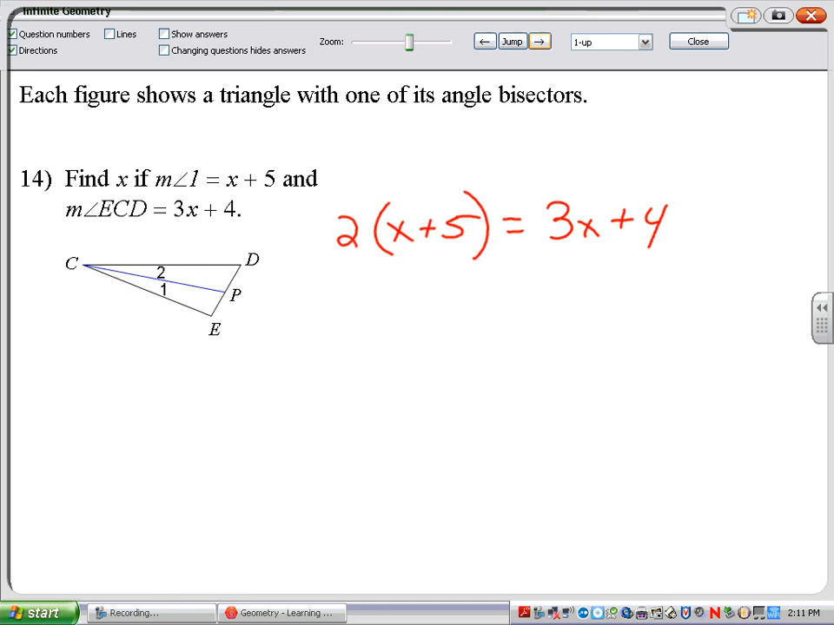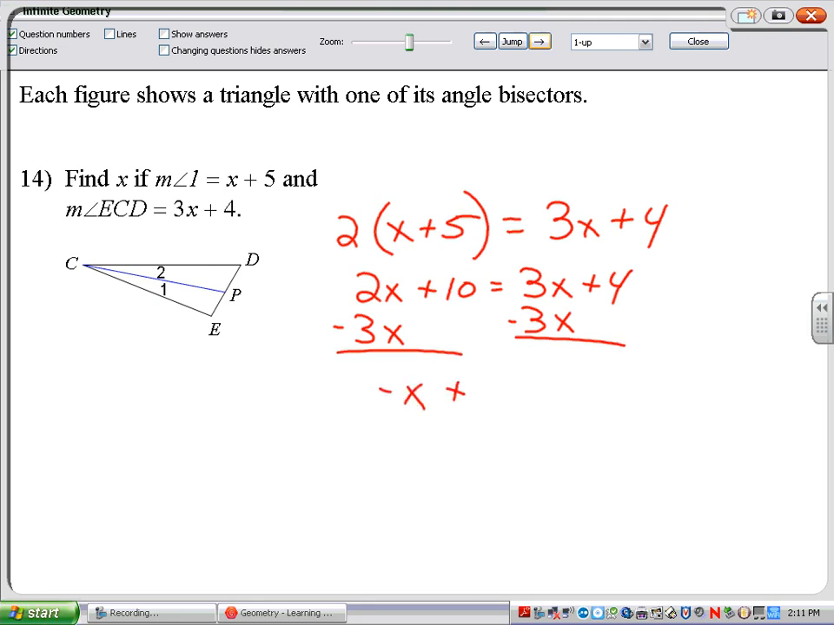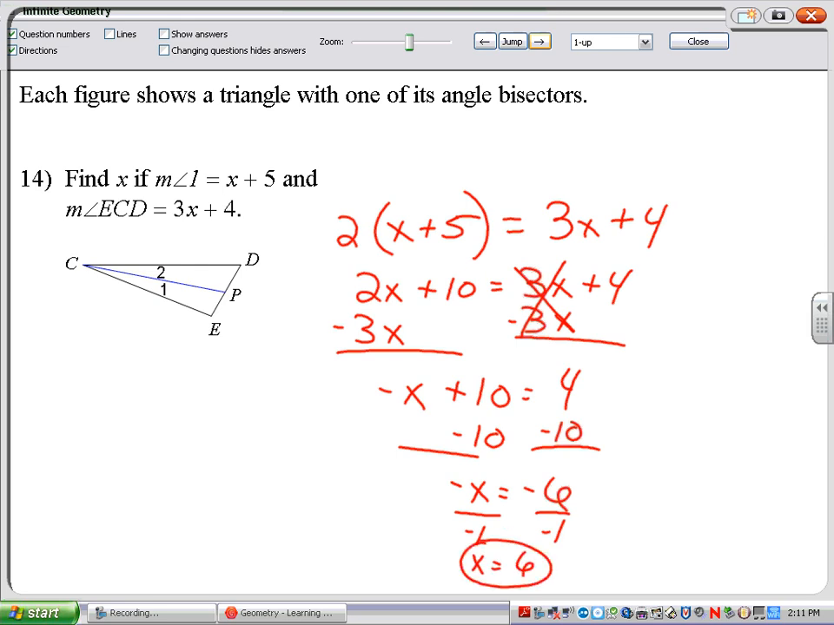Now let's solve. Distribute. 2x plus 10 is 3x plus 4. Let's just subtract 3x from both sides. Going to get a negative, that's okay. That's negative 1x plus 10 equals 4. Subtract 10 from each side. That gives me negative x equals 4 minus 10, which is negative 6. And then you have to do this little negative 1 trick to get an answer of positive 6. So number 14 is also an answer of 6. We've had three 6s in a row. Two more, then I'm done.